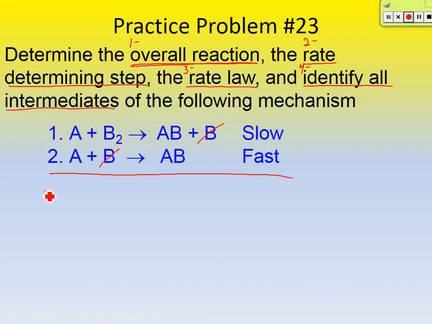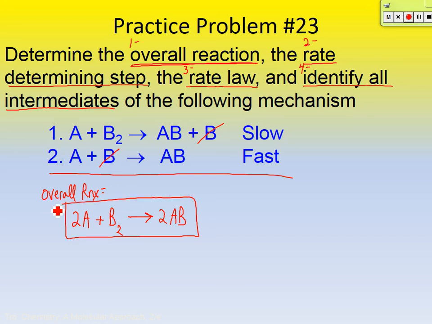So my overall reaction is equal to, now I've got 2 A's, so I'm going to put 2A plus, and I've got a B2. Now this B got canceled out, so it's no longer in the overall reaction. And that goes to, it looks like I have 2 AB, so I'm going to put 2 moles of AB. Okay, and that's my overall chemical reaction.